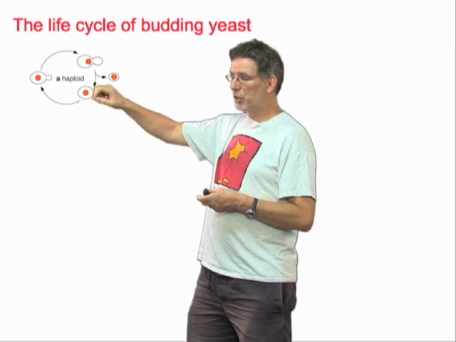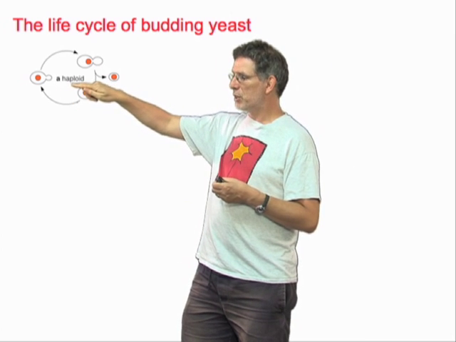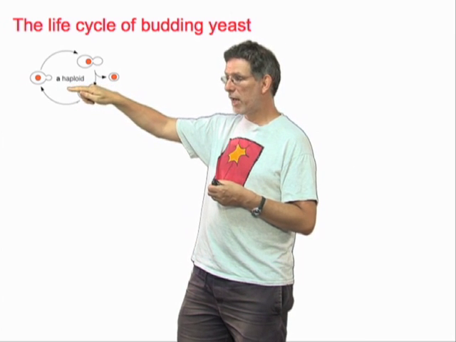This is a haploid cell. There's 16 chromosomes, 1 of every sort. And it's called an A cell because yeast comes in 2 sexes or mating types called A and alpha.